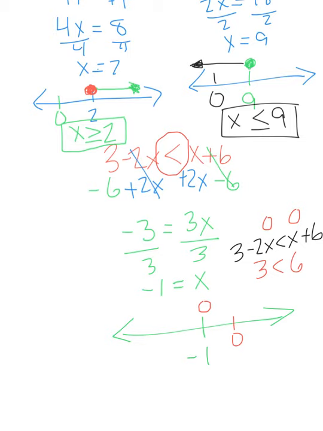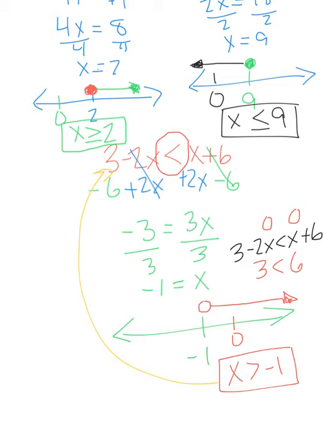And that means that all the numbers on that side are correct. So my final inequality would be the solution to this problem is that x has to be bigger than negative 1. If x is bigger than negative 1, it will work in this inequality.